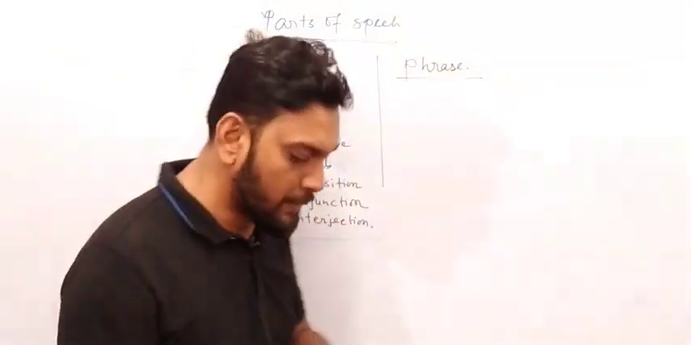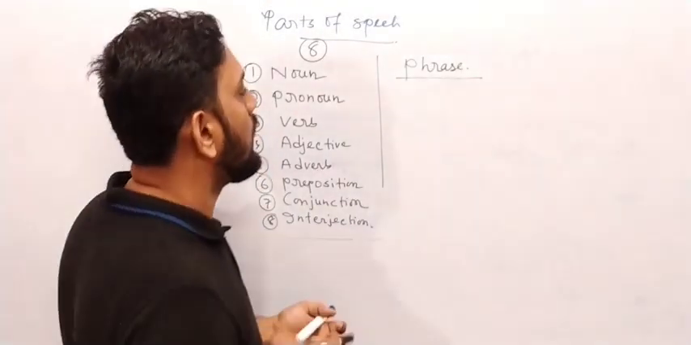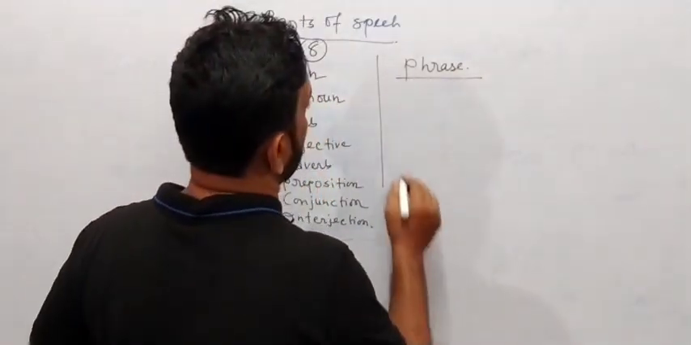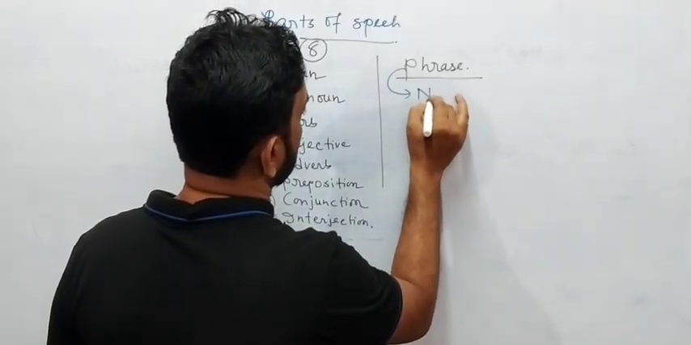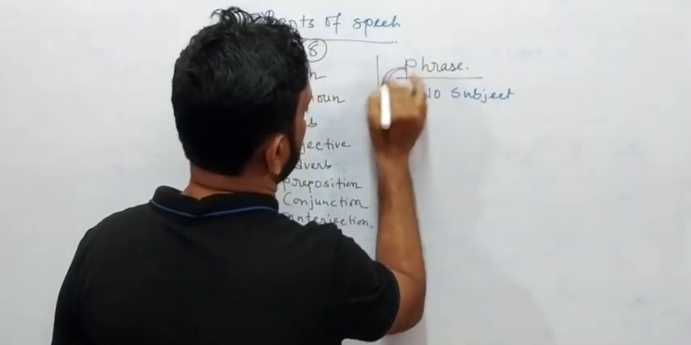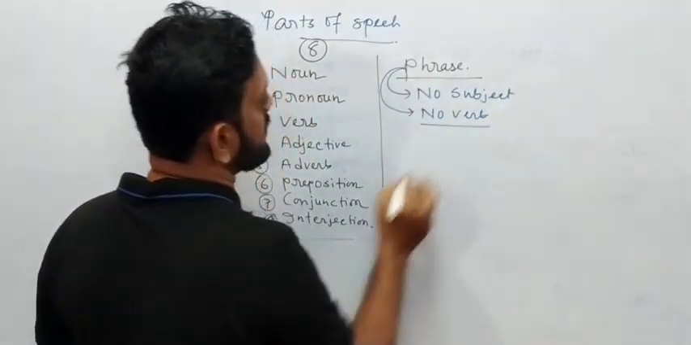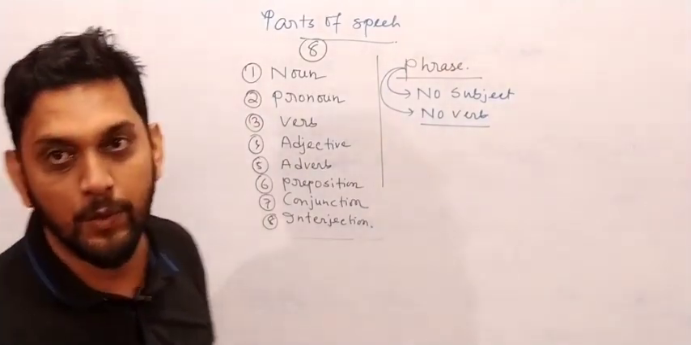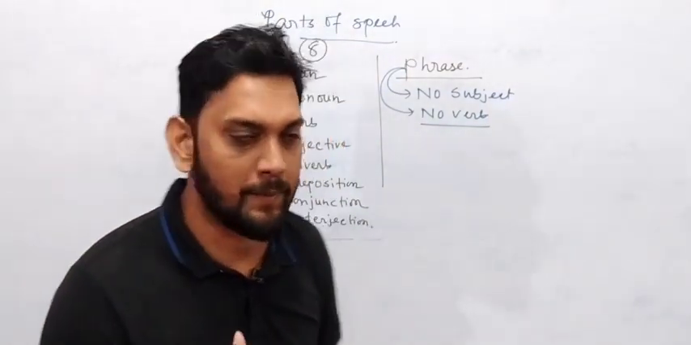So what is phrase? Phrase is a group of words which do not have any subject and verb. Always remember, phrase does not have any subject and verb. That means I can simply write: no subject, no verb. It means phrase is a group of words which do not have any subject and verb.